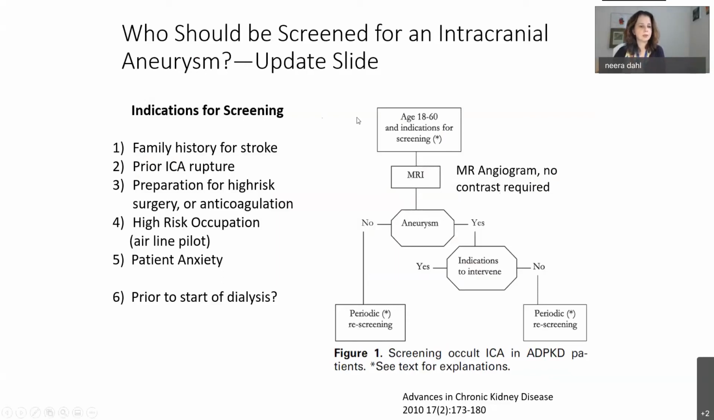I put up here an update slide because I meant to update it, but our practice is at least to have that discussion with everybody about the risks and benefits of screening and to offer it to all of our patients with ADPKD regardless of family history.